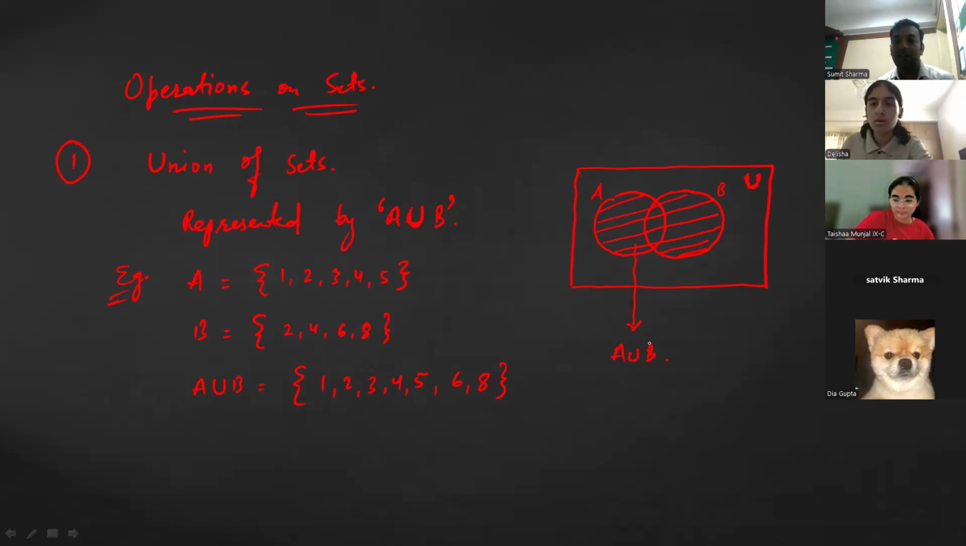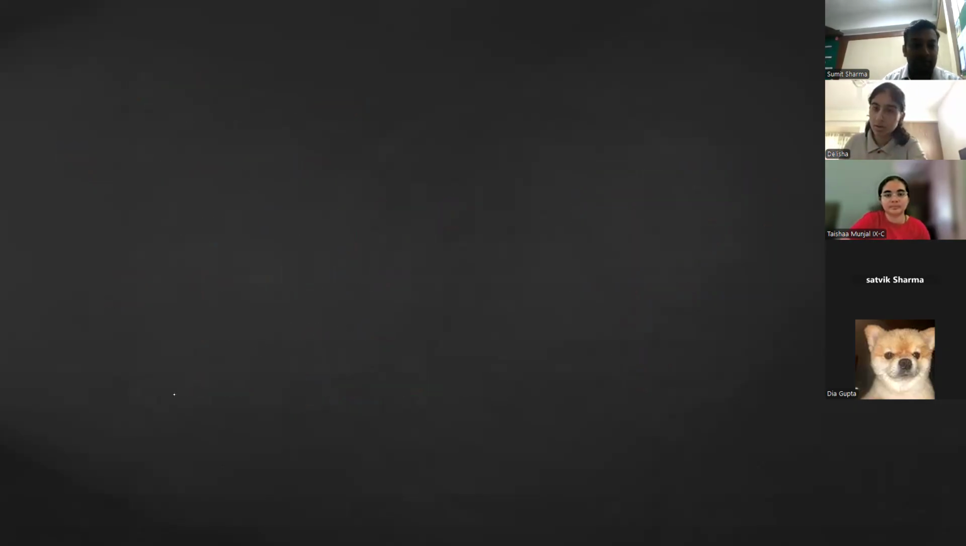If you have any doubt in the example or in the Venn diagram, you can ask. Okay, so now let us come to the next one. The next one is called the intersection of sets. I hope this is clear. I'll just move to the next slide then.